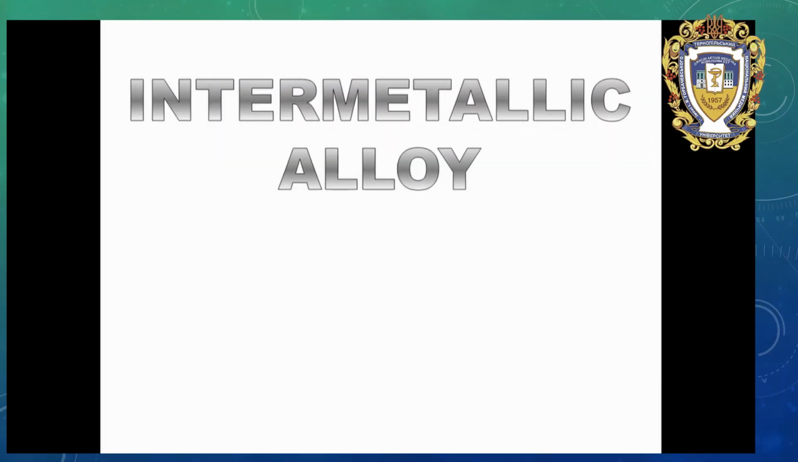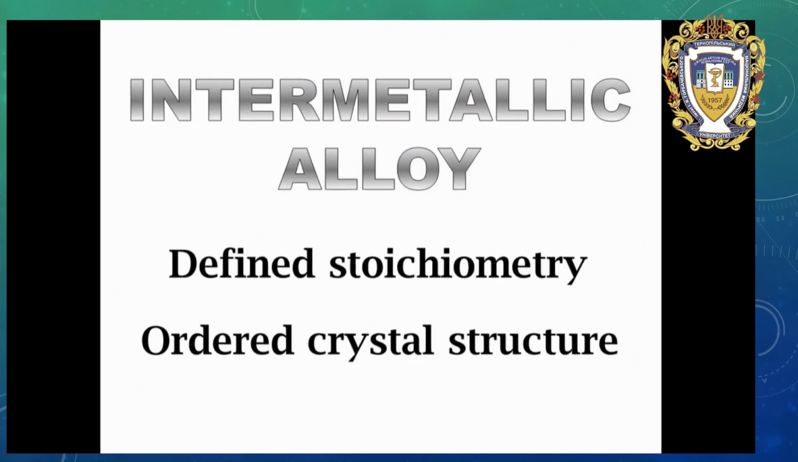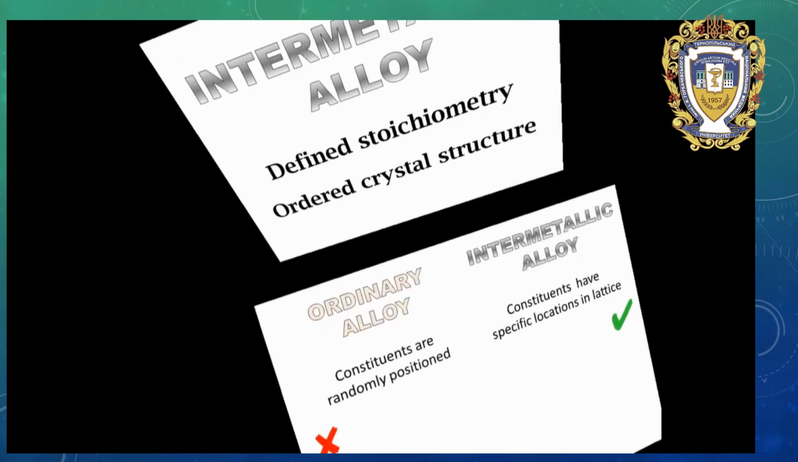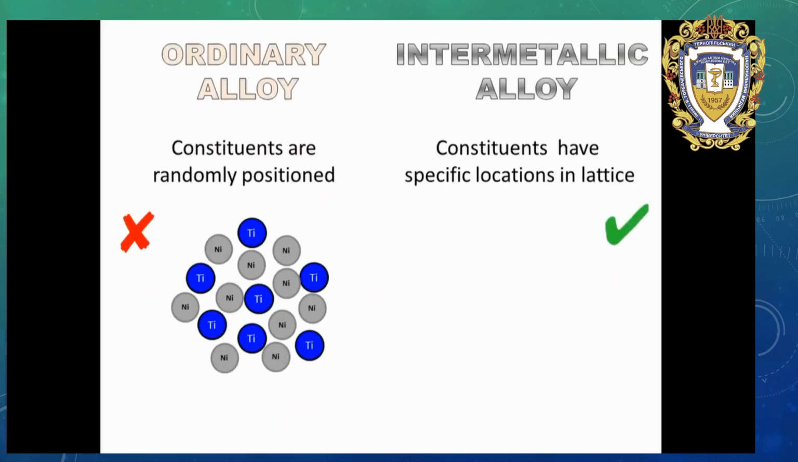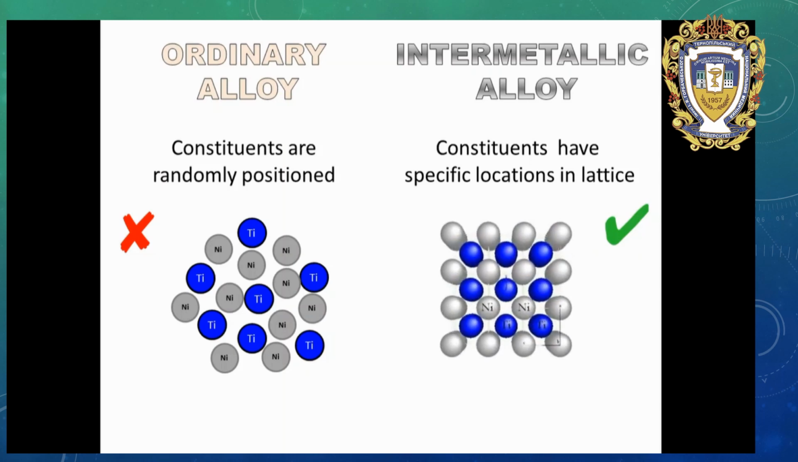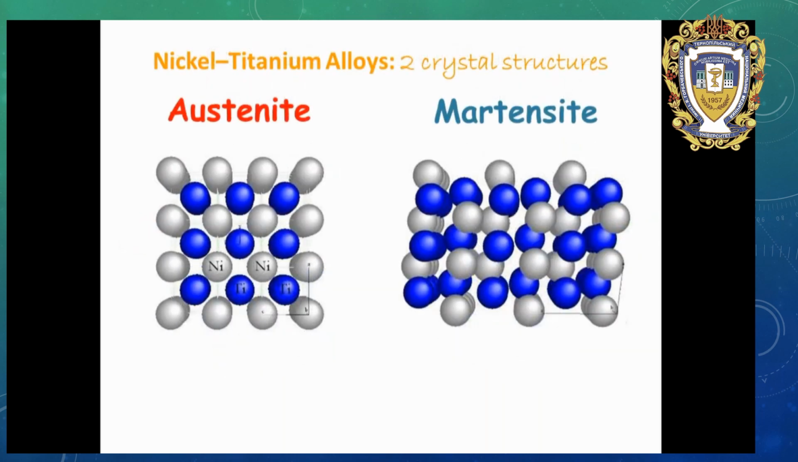That forms a solid-state compound exhibiting definite stoichiometry in ordered crystal structure. Meaning that neither is an ordinary alloy in which constituents are randomly positioned in the crystal lattice. Rather, atoms, nickel and titanium, have very specific locations in the lattice. Neither alloy exists as two crystal structures, austenite and martensite.